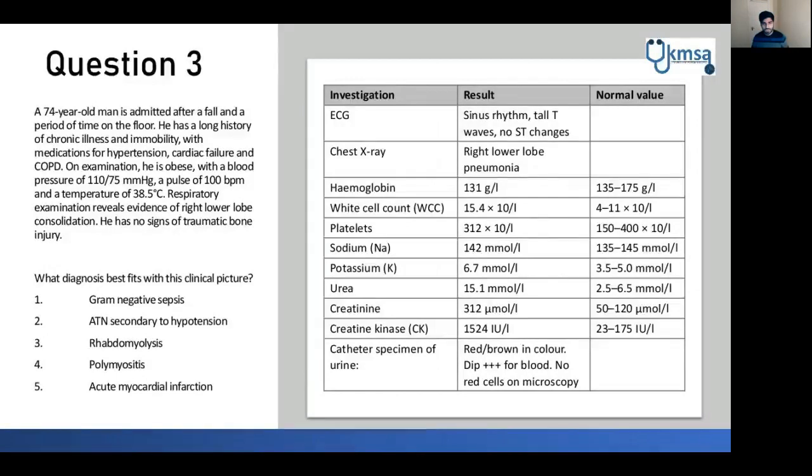His ECG shows sinus rhythm, tall T wave, and no ST changes. Chest X-ray confirms what we heard on exam. Hemoglobin's mildly low. White cells are up. I'll let you guys go through the rest. So I'll put up the poll. The question is, what diagnosis best fits with the clinical picture?